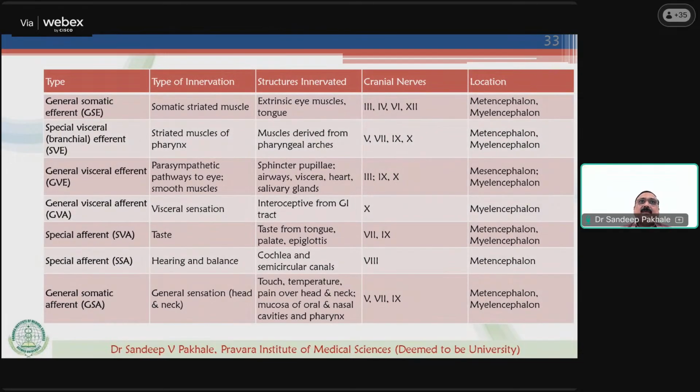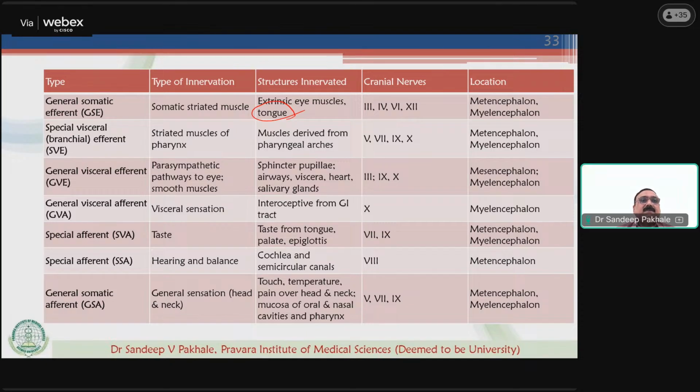So this table summarizes the functional cranial nerve columns. The motor column includes general somatic efferent, which is responsible for somatic striated muscle, that is extrinsic or extraocular muscles of the eye and muscles of the tongue. And the nerves involved are oculomotor, trochlear, abducent, and hypoglossal. And these nuclei lie in the myelencephalon and metencephalon.